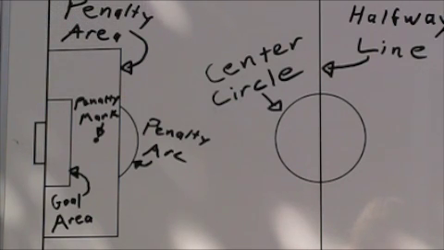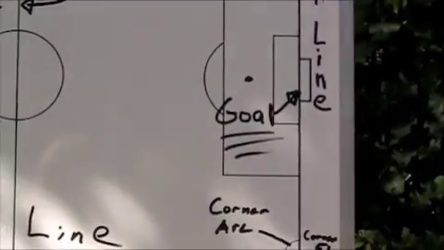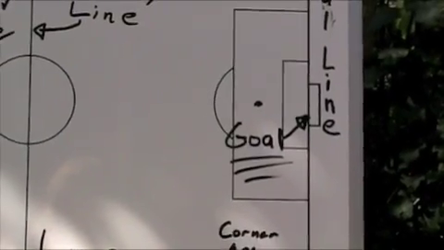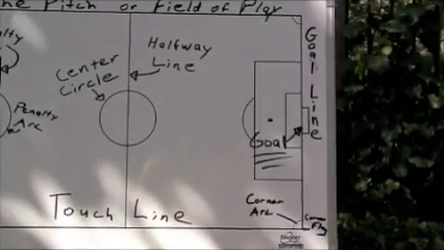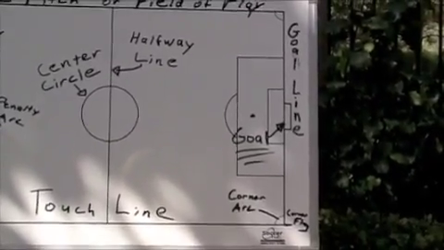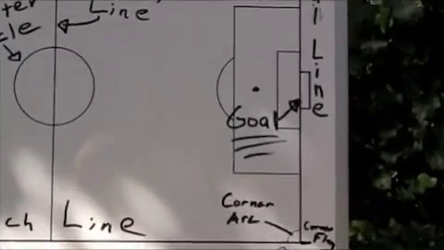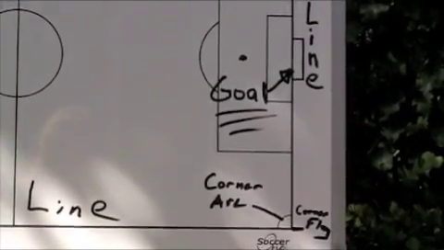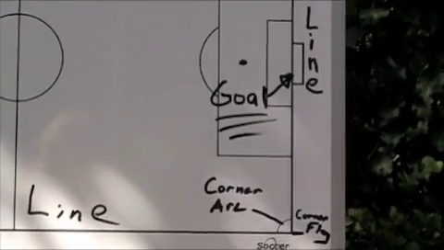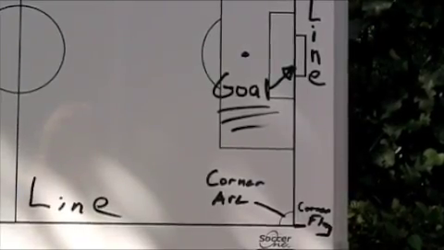So let's move down here. Okay, I show it here, but here as well. In all four corners is the corner arc. Okay, the corner arc is a radius of 1 yard from the actual corner. Okay, and a corner kick can be taken anywhere within the corner arc. On the line or anywhere within the corner arc is where a corner kick can be taken.